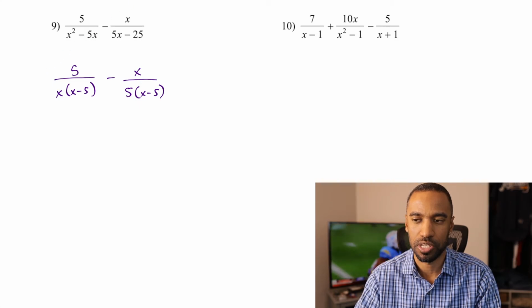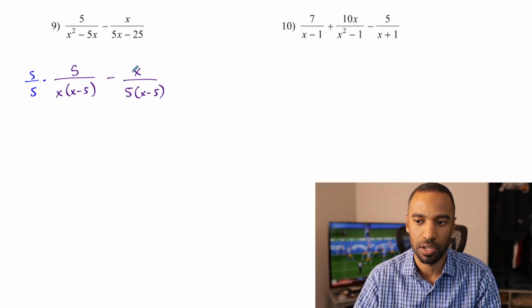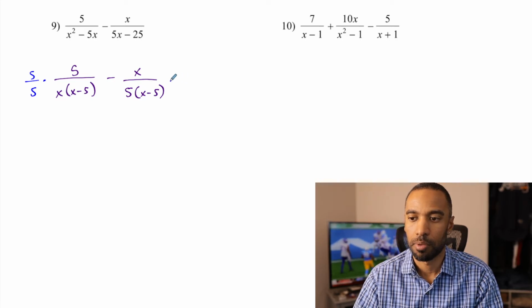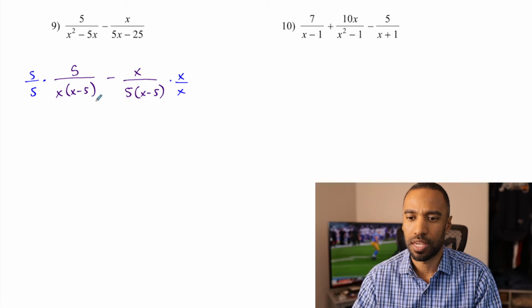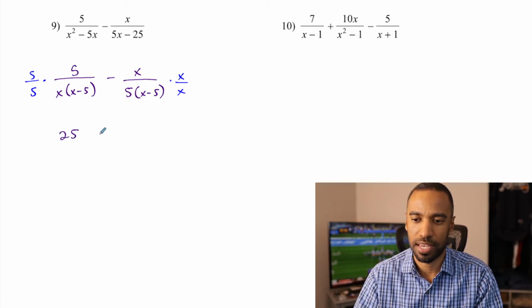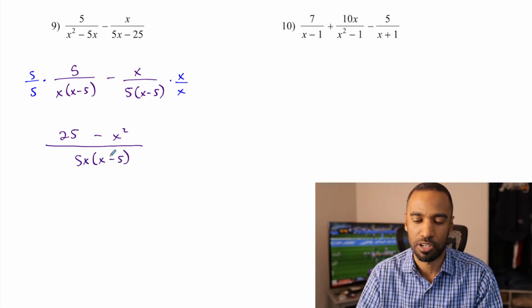This has a 5 where this does not. So let's multiply top and bottom there by 5. And this has an x where this does not. Let's multiply this by x over x. And what we're going to be left with here, 5 multiplies with 5 to get 25. x multiplies with x to get x squared, minus x squared. And on the bottom, we have 5x times x minus 5 as a common denominator. Let's leave it factored, of course.